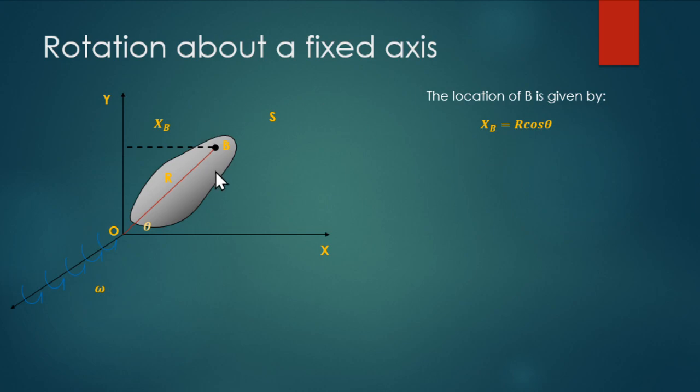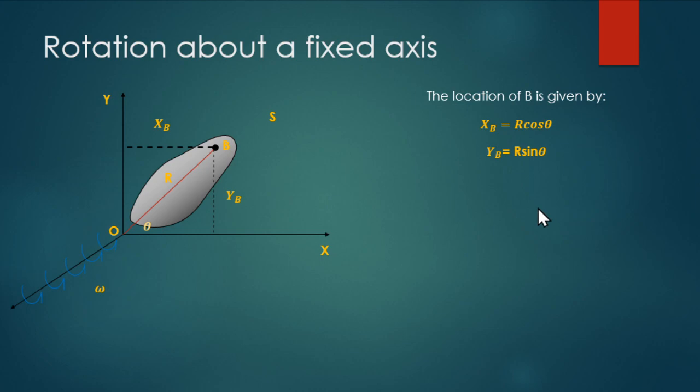And the location, the distance from point B to the x-axis, is y sub b. In trigonometric function, y sub b is your opposite side, and your hypotenuse side is r. So sine theta is equal to y sub b over r, or opposite over hypotenuse.